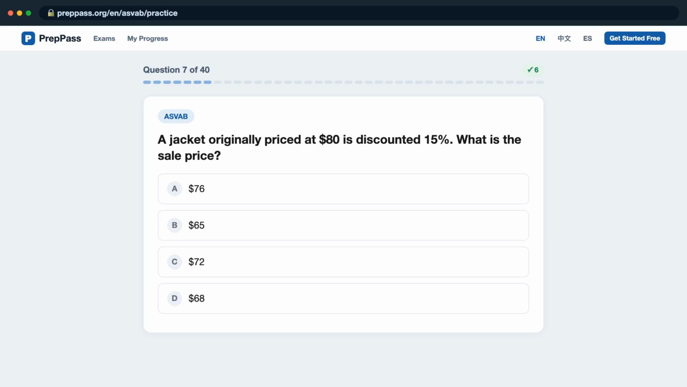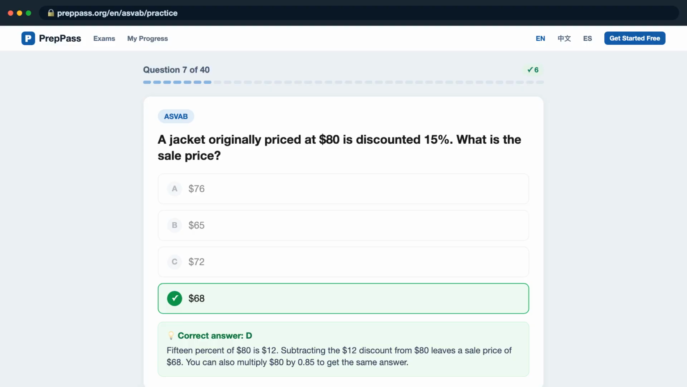Question 7. A jacket originally priced at $80 is discounted 15%. What is the sale price? Is it A, $76? B, $65? C, $72? D, $68? The correct answer is D, 15% of $80 is $12.